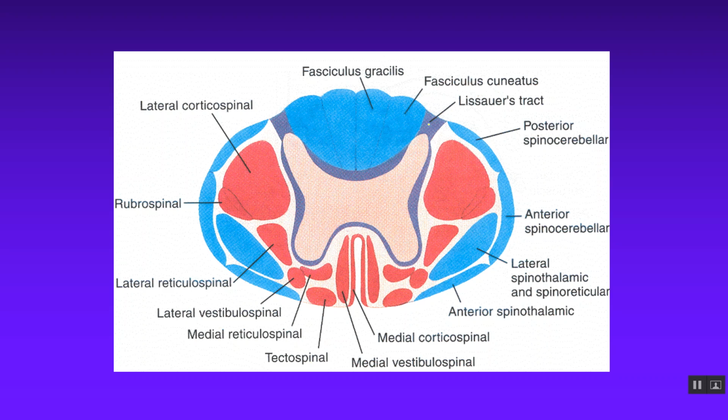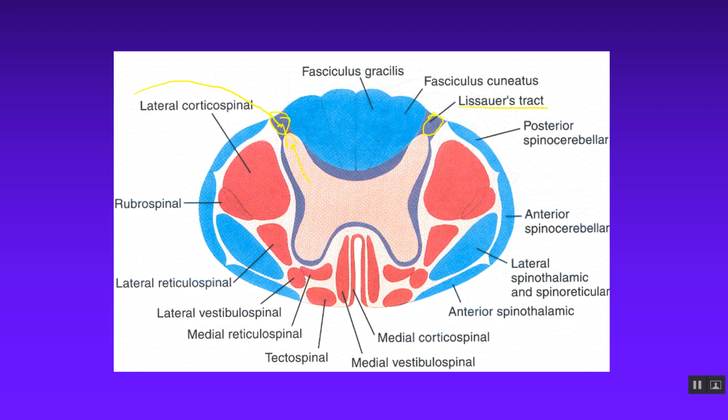And this particular region right here, this is called Lissauer's tract, or the posterolateral tract of Lissauer. That is where some of your pain and temperature information comes in. Remember I mentioned that some of it immediately synapses in the dorsal horn, but a lot of it will go up and down one or two segments before it makes its synapse. And that's where it happens. It's going up and down, and it's one of the propriospinal pathways.